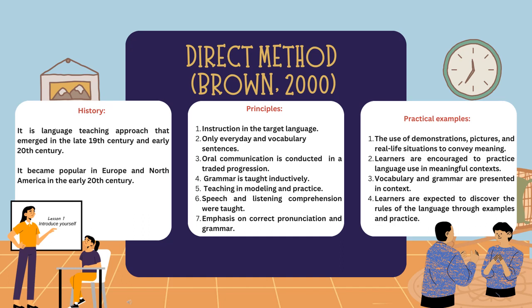So the direct method emerged as a response, with teachers such as Berlitz and Gouin, because they took a naturalistic approach to language learning. They emphasized the use of the target language for communication, and focused on oral skills before written skills. This method became popular in Europe and North America in the early 20th century, with language schools that promoted it quickly.